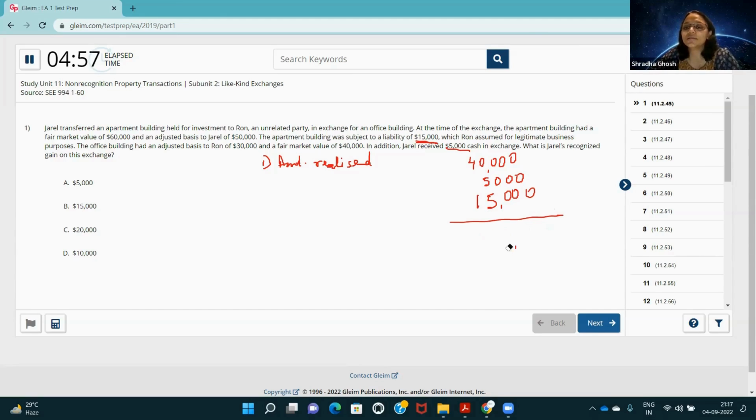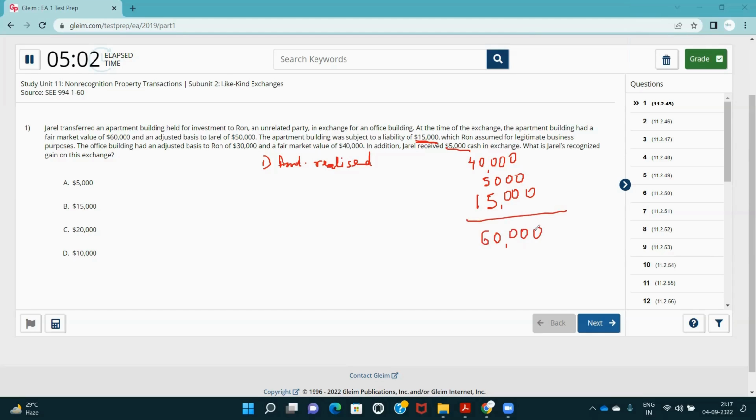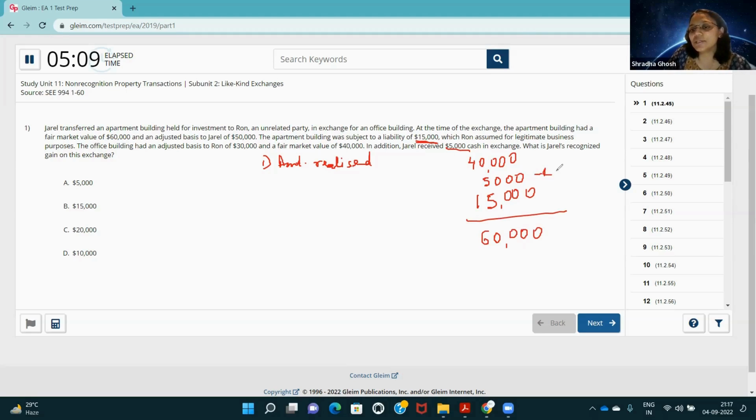Do you all agree, guys? Is this making sense? Yes or no? Yes. So what is my amount realized? Everybody, is this clear? So this is my boot cash received, and this is my liability transfer. So this is my net relief of liability. So both of them become boot. So this is boot received.